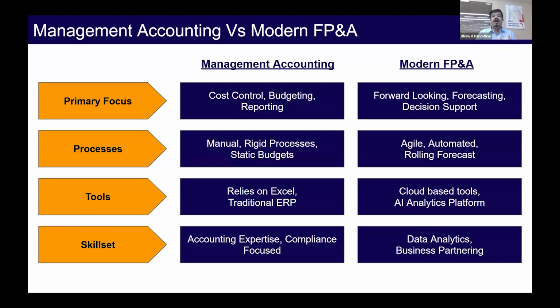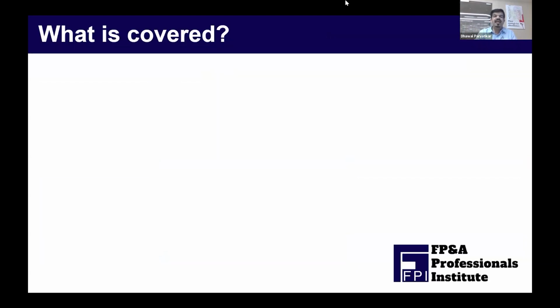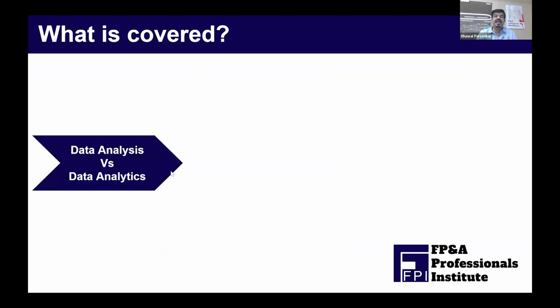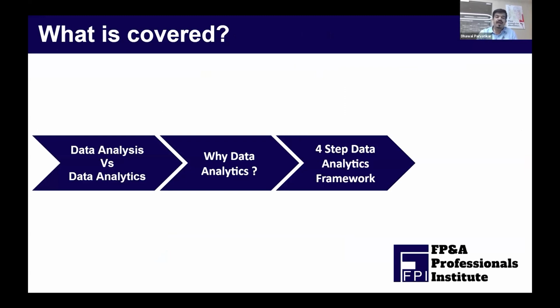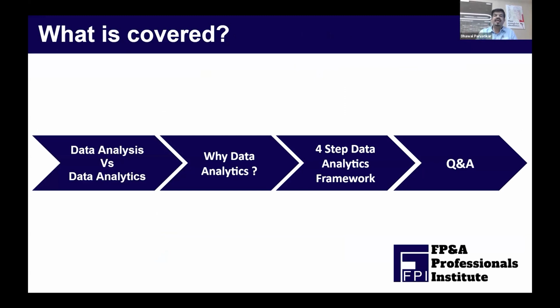So one big part of modern FP&A is going to be data analytics, right? So that is where we now need to understand the difference between data and data analytics. We'll begin by understanding the difference between data analysis and data analytics, why data analytics is important today, why it is getting so much prominence, and how you can start implementing it in your work. Then 4 different steps or stages of data analytics and how you can use them in your work. And then we'll finally end up with some Q&A about your finance career or data analytics in general. So that's the roadmap that we are going to cover today.